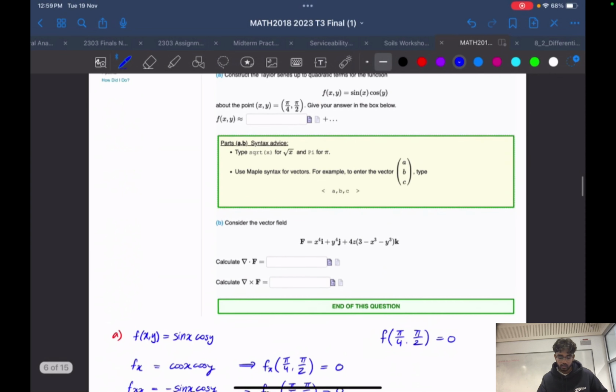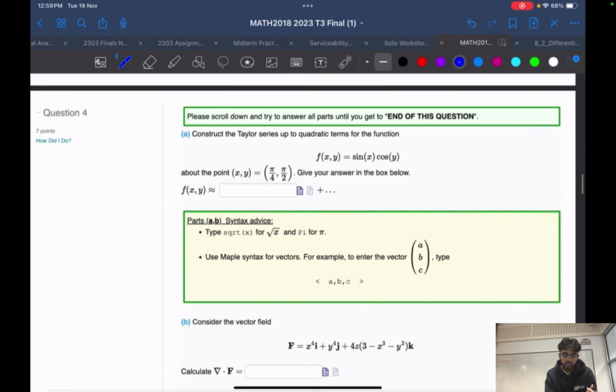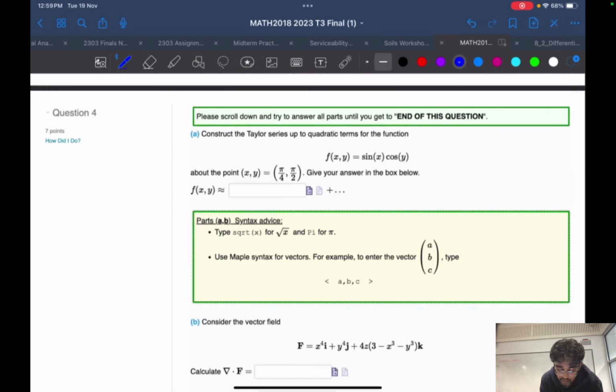Third question, sorry. Okay, now this first question over here is constructing a Taylor series up to the quadratic term for a function. In this course, we only look at Taylor series up to the quadratic term. We don't look at the cubic term or the quartic term. It's always up until the squares. Alright? The reason for that, I'm not too sure. I think it gets really, really difficult afterwards, and it's not really that important to us either as engineers.